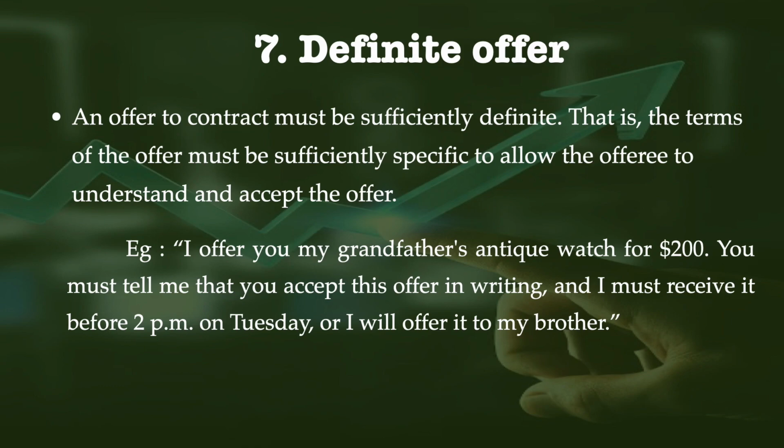Thus far we have discussed 6 different types of offers. Today we will be dealing with the last 4 types of offer, starting from the 7th one called definite offer. An offer to contract must be sufficiently definite, that is, the terms of the offer must be sufficiently specific to allow the offeree to understand and accept the offer.